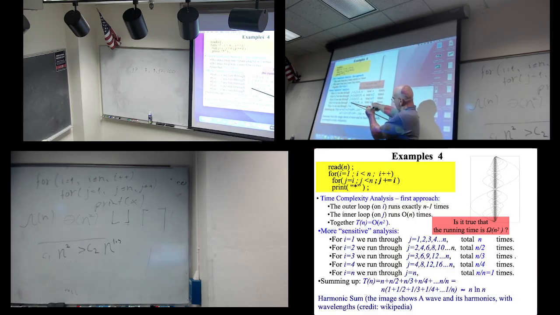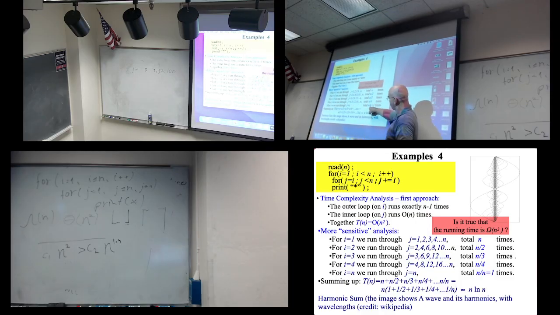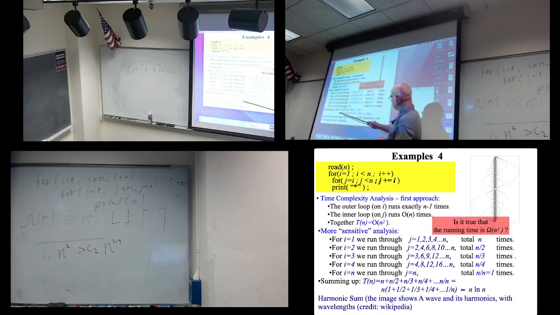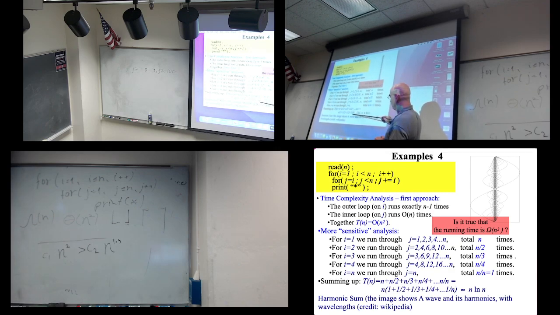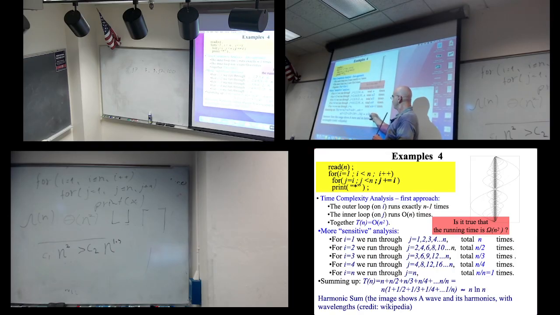Right? When i equals 4, then j will be 4, 8, 12, 16, n over 4, all the way up to i equals n. And when i equals n, then j will do exactly one iteration. So what is the running time? It's n plus n over 2 plus n over 3 plus n over 4 plus dot dot dot n over n, which is n times... have you seen it before? This summation, 1 plus half plus a third plus a quarter, all the way up to 1 over n. This is n ln n.